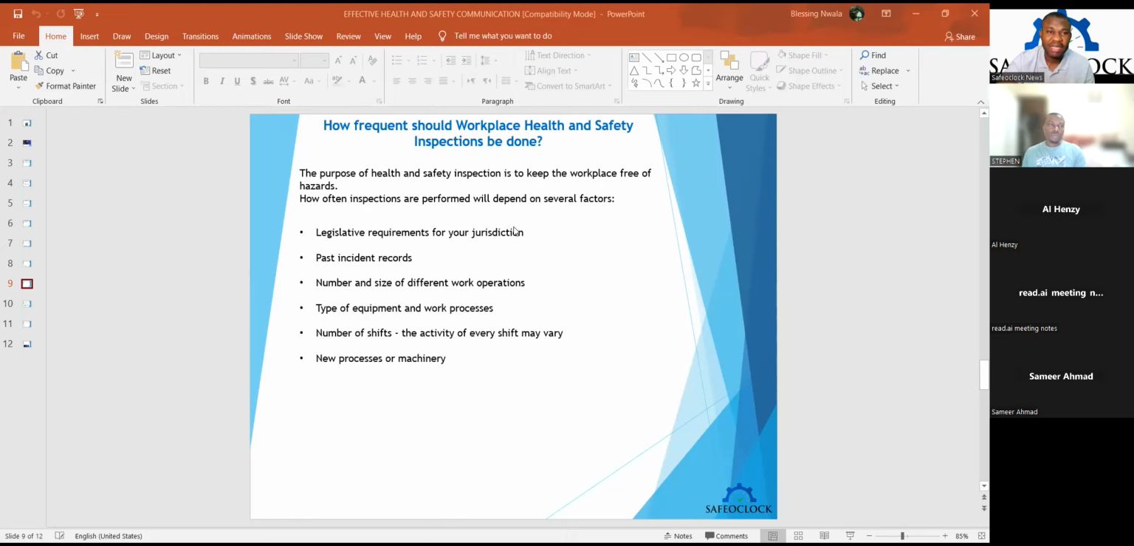So we'll look at the parameters or conditions that would determine how often you are supposed to conduct a health and safety inspection. The first one is legislative requirements. What the law says about health and safety inspection, and what your organization's health and safety procedure says about your inspection. Like in your health and safety plan, how often did you write that health and safety inspection should be conducted? These are what should give you that answer.